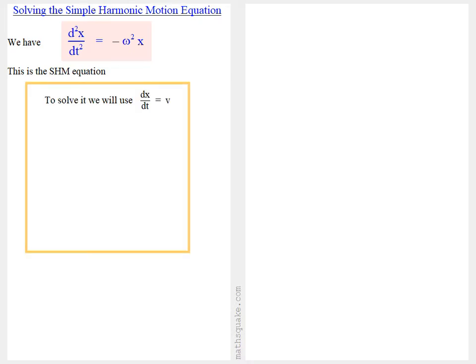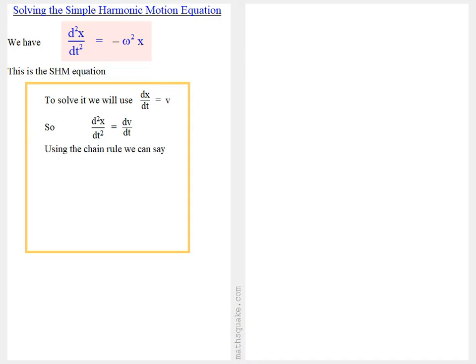We have derived the simple harmonic motion equation, which is d2x by dt squared is equal to minus omega squared x. Now we need to solve this. Well, to solve it, we're going to use a trick. We have dx by dt is equal to v. So if we differentiate again, we get d2x by dt squared is equal to dv by dt.